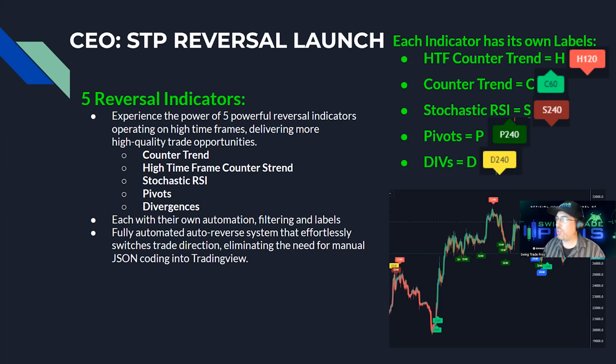You can set up the filters differently on counter trend. Then you have your high time frame counter trend, and this is really where you want to be able to grab the lows and the highs, because this acts as a great filter for those other indicators, especially stochastic RSI pivots and divergences. These will give more signals, so that can be a bit of a problem if you want to clean up those charts. You use that high time frame counter trend on there, and it works great.